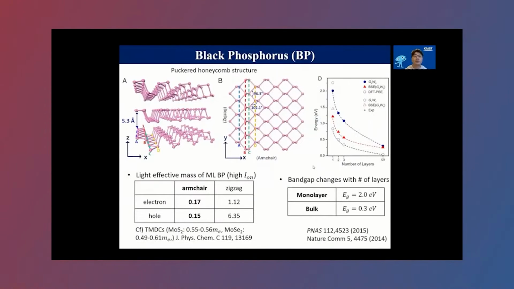So we use the black phosphorus material. Phosphorus has a puckered honeycomb structure. Along the armchair direction, it has very small electron and hole mass, light carrier mass, so that mobility is very high. One special unique property of this material is that the band gap changes with the number of layers. Monolayer has a direct band gap of 2 eV, while bulk has a 0.3 eV direct band gap.